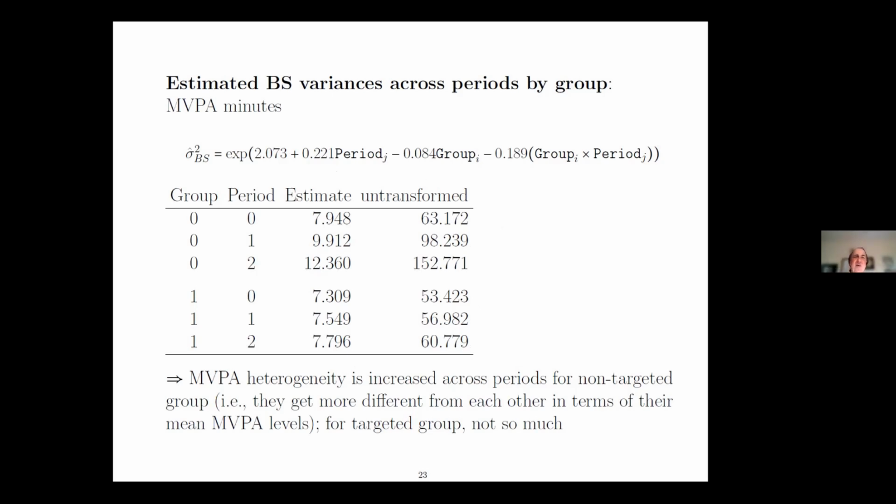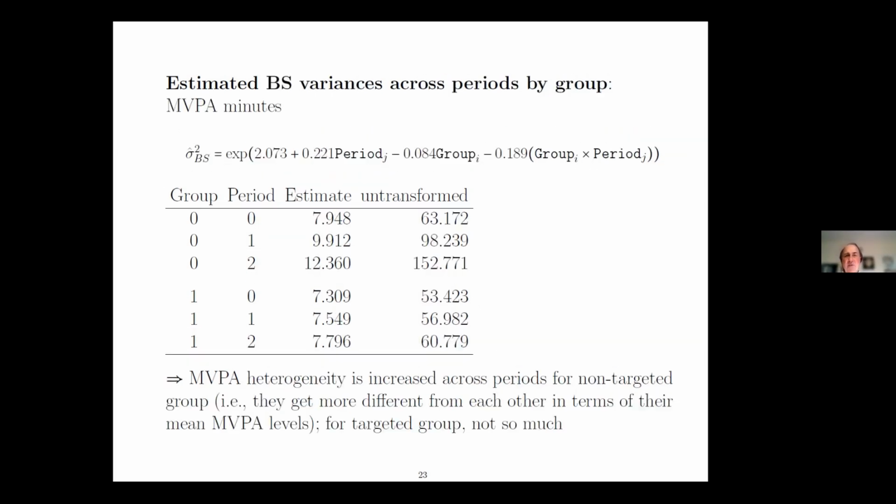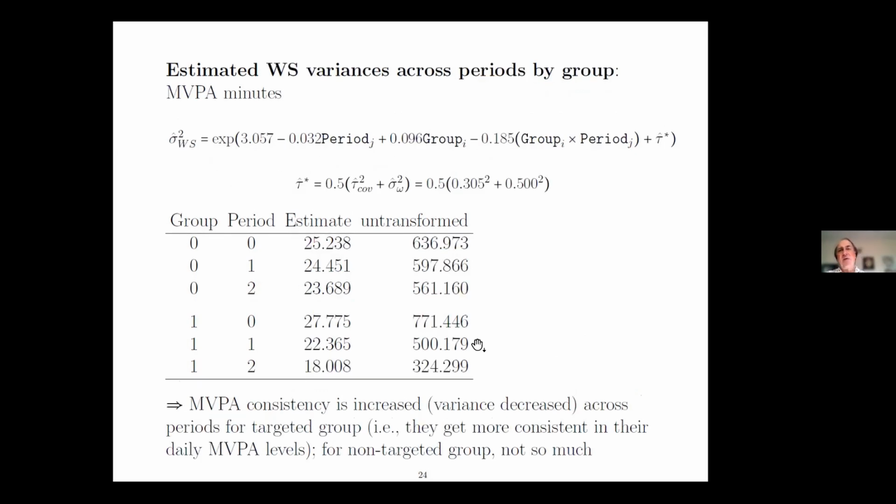So what this is showing is the effect on the mean. And what this is saying is that across time, if they were targeted, they're really not that different from each other. Finally, we can look at the within subject variance. Are they doing this consistently? Are they doing this in an erratic manner? So again, I estimated what the model provides for the 3 time periods for the non-targeted group and the targeted group. Again, this is on square root metric, so if I square, I get the minute metric.